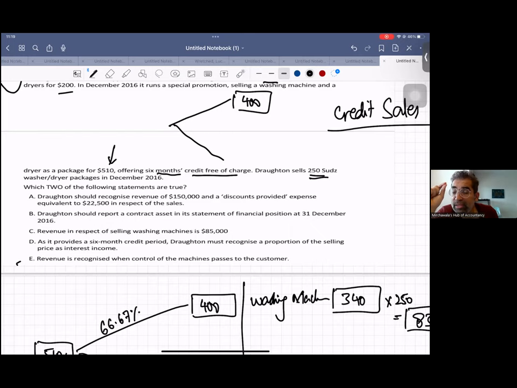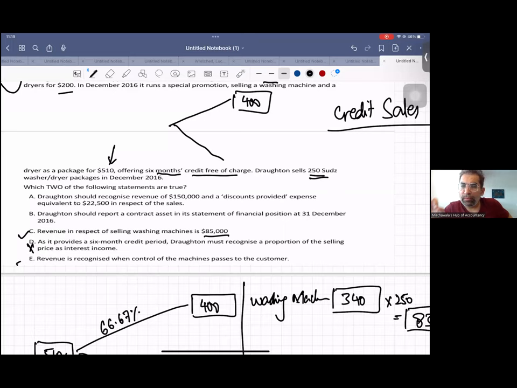Now, see, revenue in respect of selling. Yes, this is perfect. Point number C is perfect. Revenue for washing machine is 85,000. Now, as it provides a 6 months credit period, Draughton must recognize a proportion of the selling price as interest income.